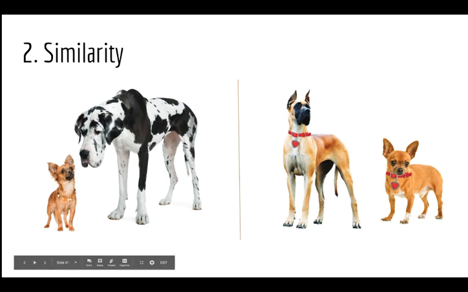With similarity, shared visual characteristics automatically create relationships. The more alike objects appear, the more likely they are to be seen as a group. So you can note that similarity is based upon what an object looks like, not what an object actually is. Even though all the dogs are different types, they look more similar on the right with their coloring and matching collars. So even though they're all different, keep in mind what they have in common.